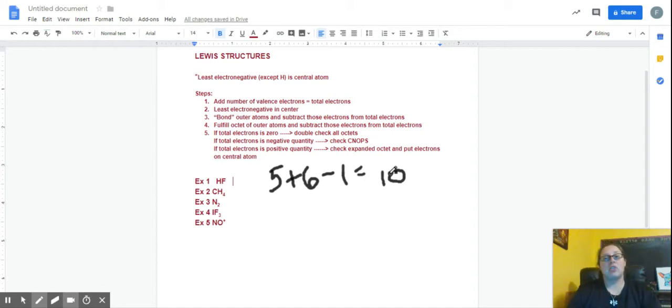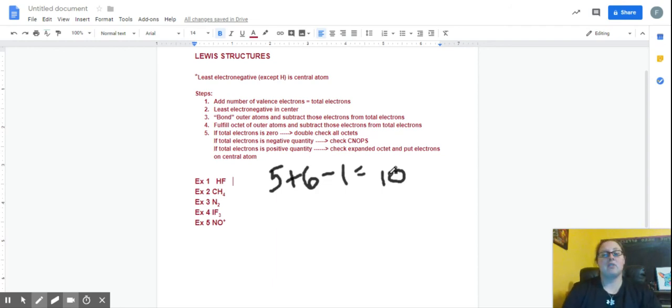What do you think you do if you have a negative? What if it was NO-? Well, minus means gaining an electron, so I'm going to add an electron to my total math. If it's a positive, I subtract those electrons. If it's a negative, I add those electrons. I include it in the math at the very beginning, and then you just go on with your business like normal. I hope this was helpful.